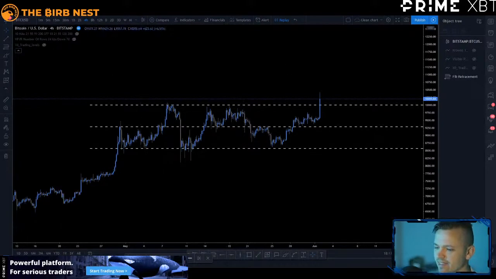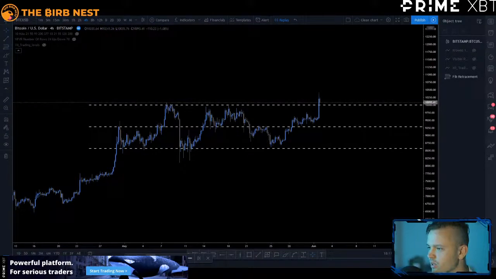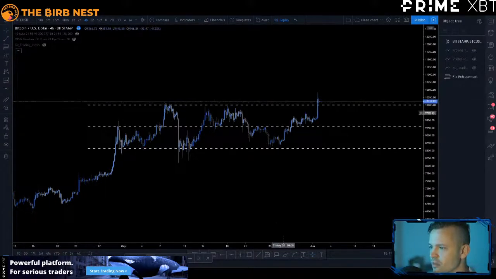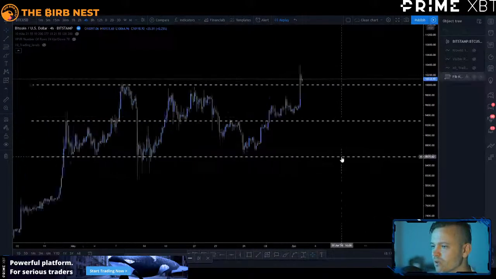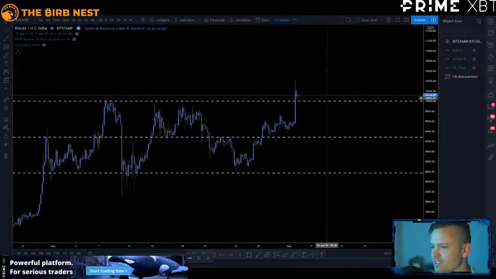And this is a good example of why waiting for the daily open and close would be a good idea compared to waiting for open and closes on the lower time frame. So let's say I want to wait for a 4 hour open and close. All right, so here we go. That's the 4 hour open and close. We're getting a 4 hour open and close above range EQ. That's my signal to enter.